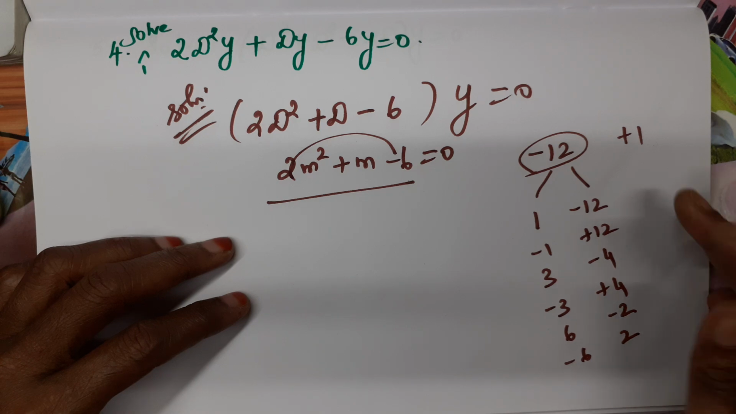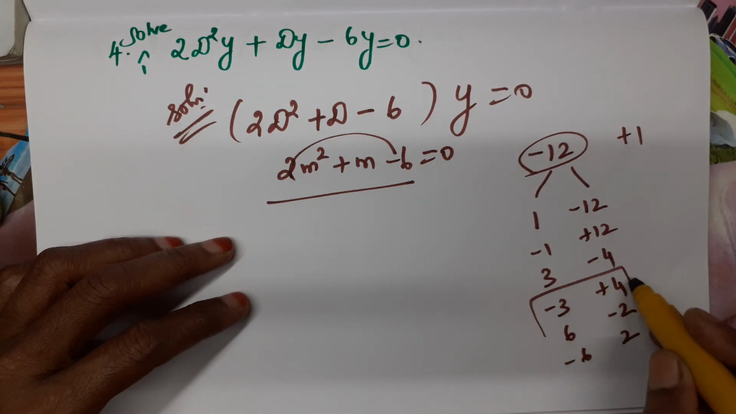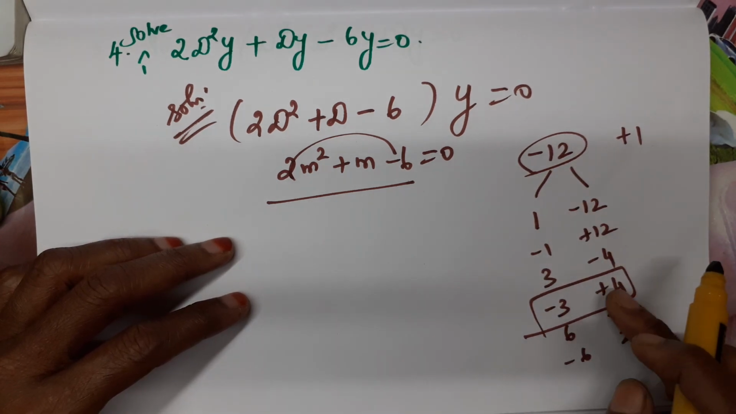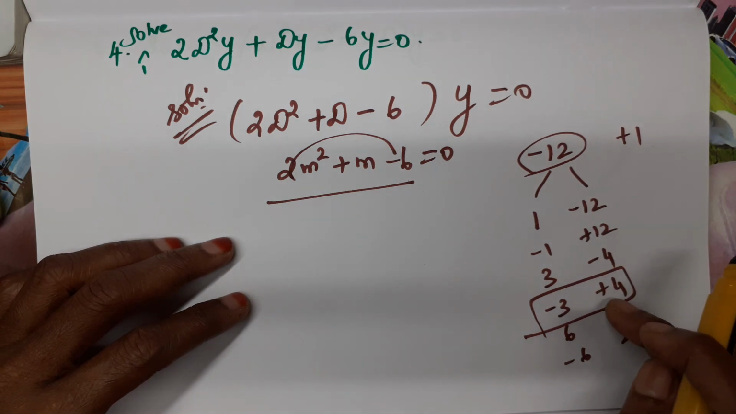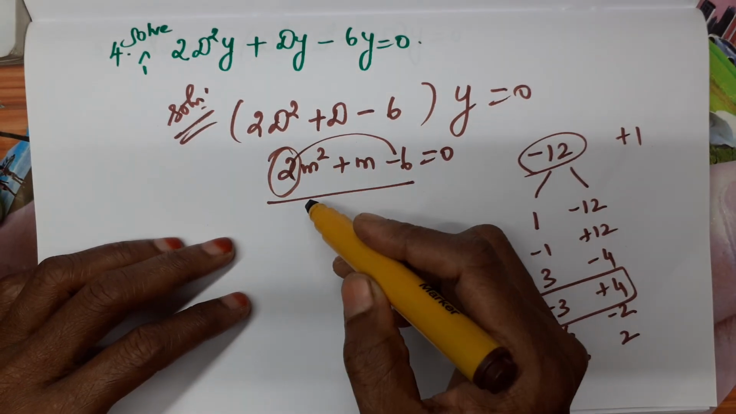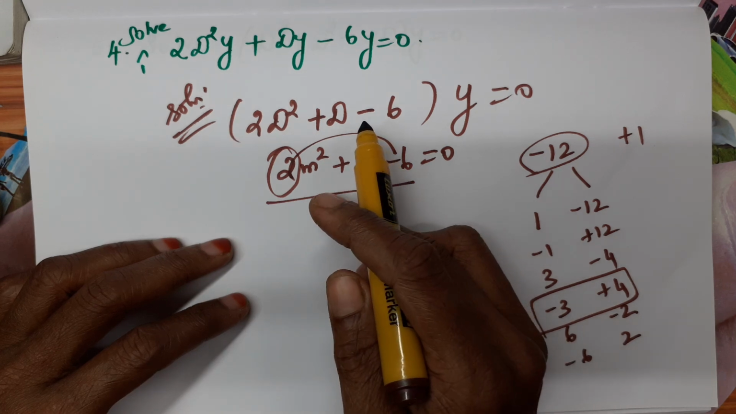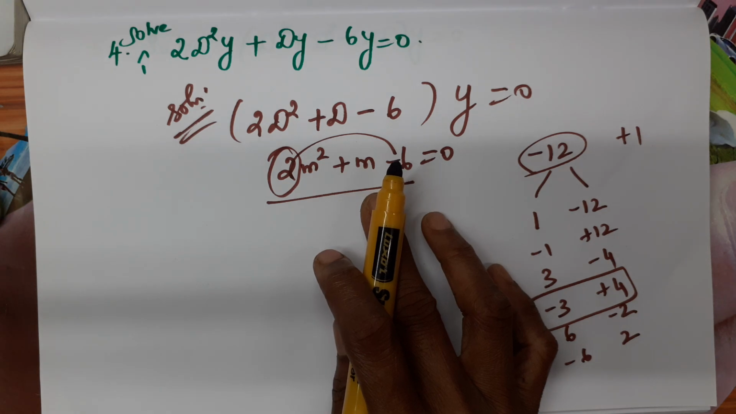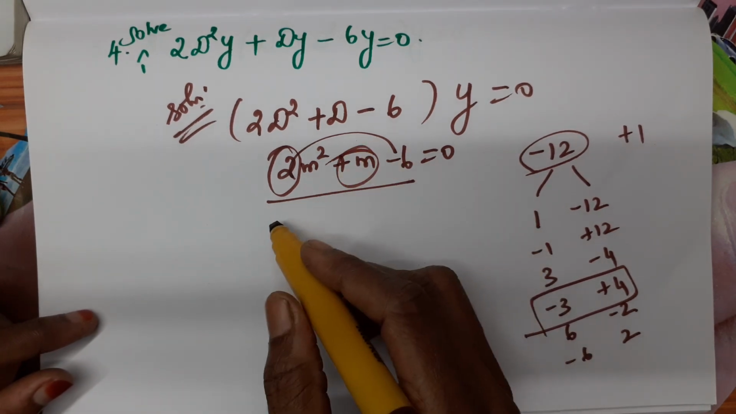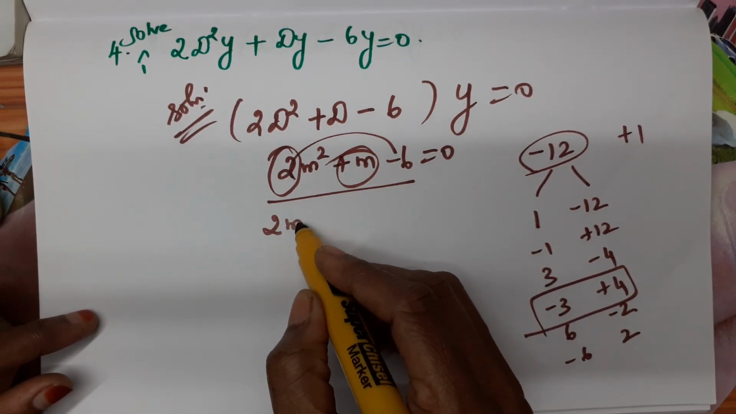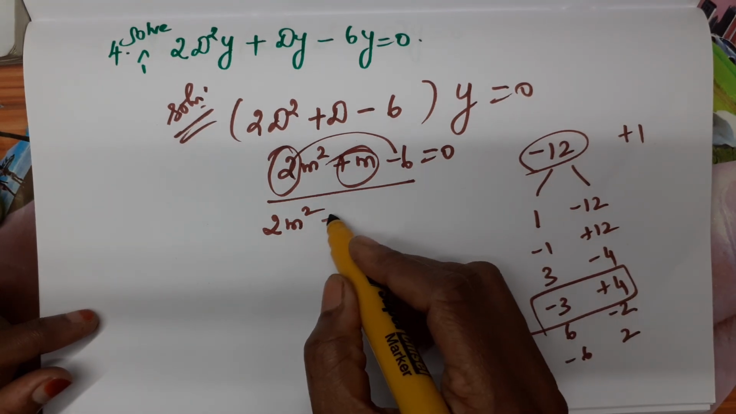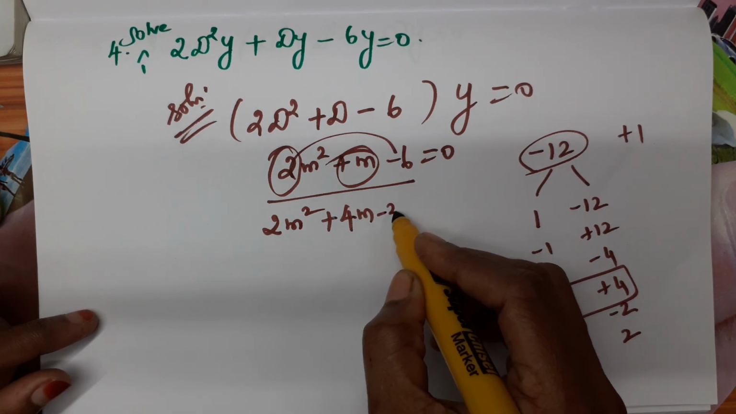Here, which will give the value plus 1? Minus 3 plus 4. The product of these two will give minus 12. Adding these two will give plus 1. So if the coefficient of the higher power is not equal to 1, directly we are not able to factorize, directly we are not able to write the roots. We have to expand. This m can be written, with the factors we took, minus 3 plus 4, as plus 4m minus 3m.